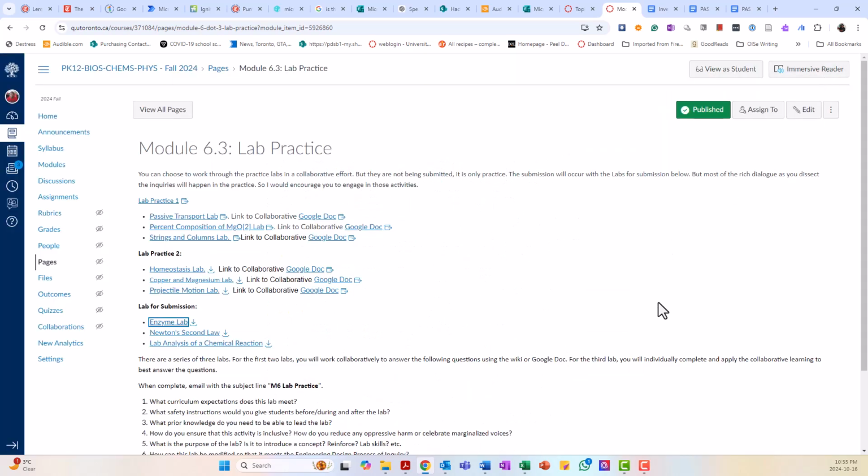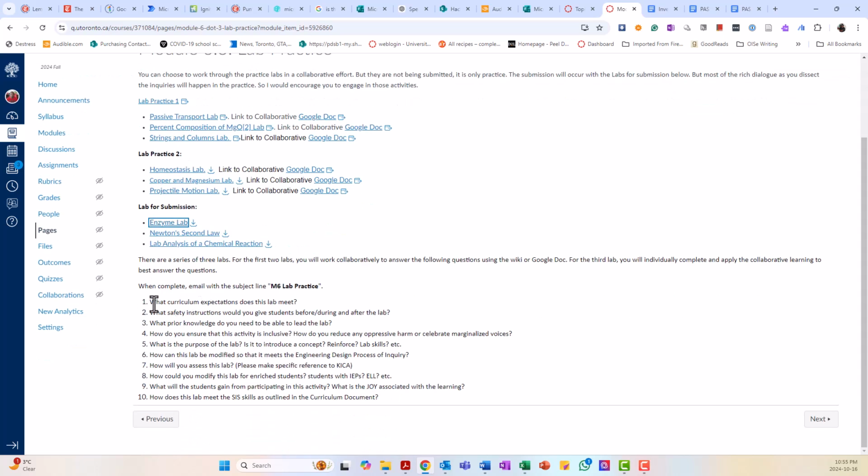All these labs have been modified so that they represent modern practices, culturally responsive, design thinking, and other aspects that you see in 2024. So it gives you many opportunities to actually really interrogate the assessment and offer suggestions for improvement. And then you'll see the 10 questions here.